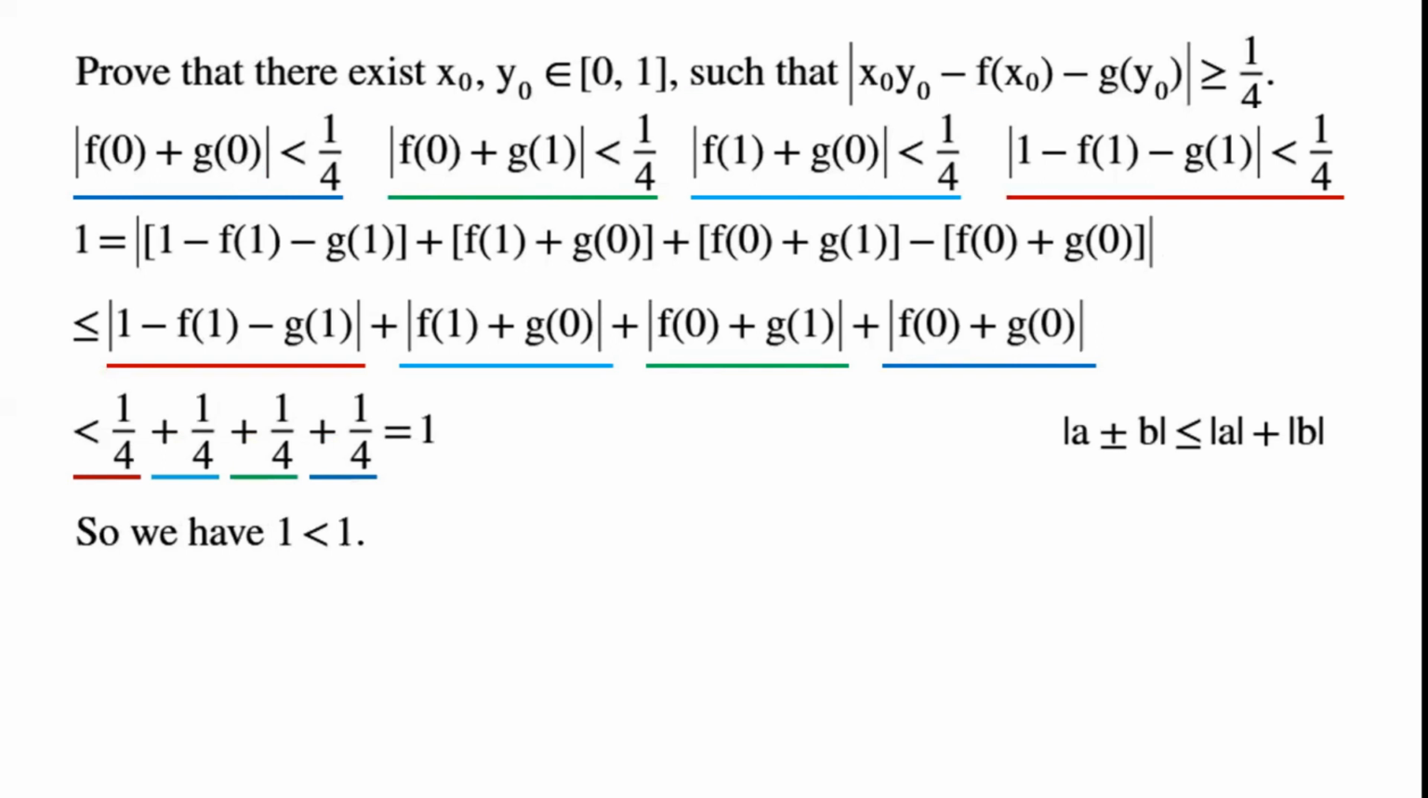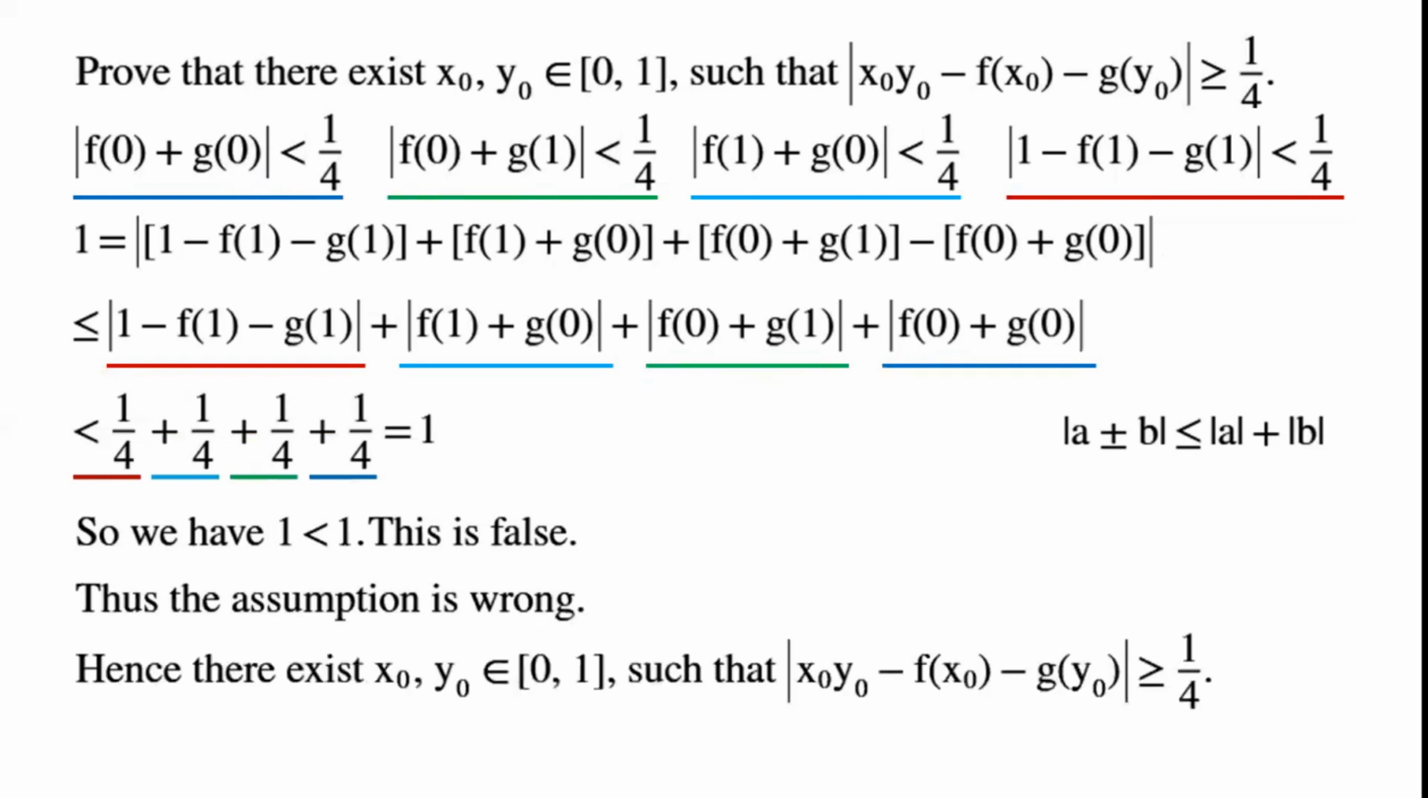So we have 1 is less than 1, which is false. Thus, the assumption is wrong. Hence, there exist x0, y0 in the closed interval [0, 1] such that the modulus of x0 y0 minus f of x0 minus g of y0 is greater than or equal to a quarter.